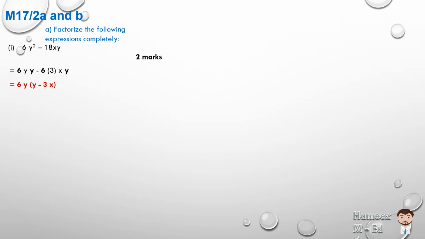Let's multiply it back to see if we get our original answer. 6y times y, 6y squared. 6y times minus 3x. 6 3s are 18, xy. A plus and a minus is a minus.